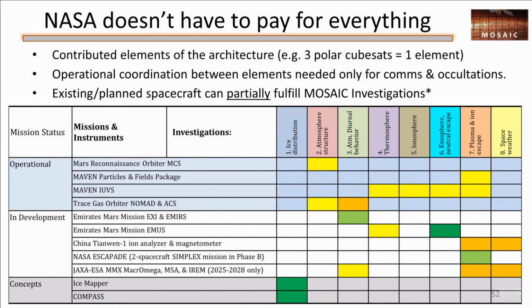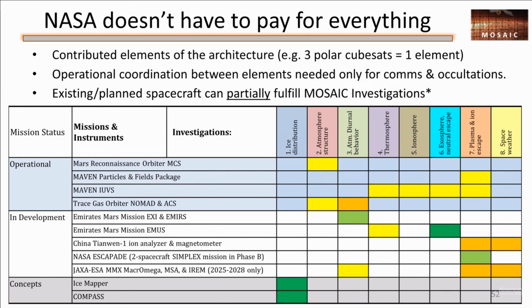Another last point to make is that we don't think NASA has to pay for everything here. The full version of this concept is definitely flagship class. But because it's somewhat modular, we think that different elements of the architecture could be contributed. For example, another country might want to contribute the 3 polar CubeSats, and that would count as an element. Also, operational coordination between the elements, we do need it for the comms, and we need it for the occultations, but the measurements themselves can just be made and then analyzed later. So in that sense, the coordination doesn't need to be extremely tight.